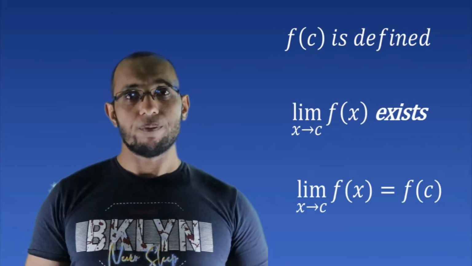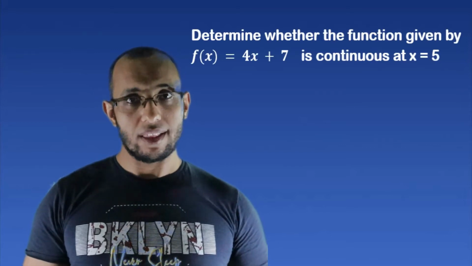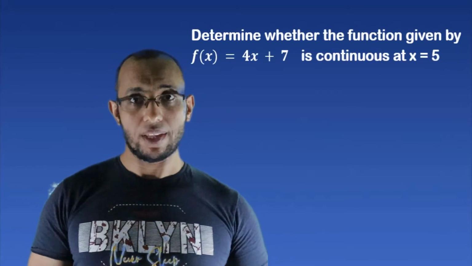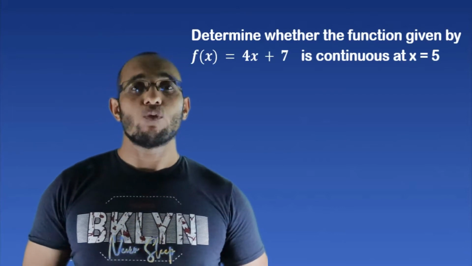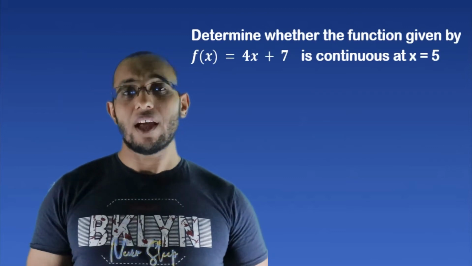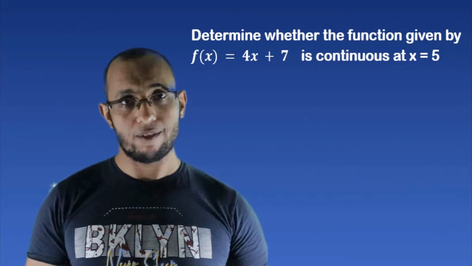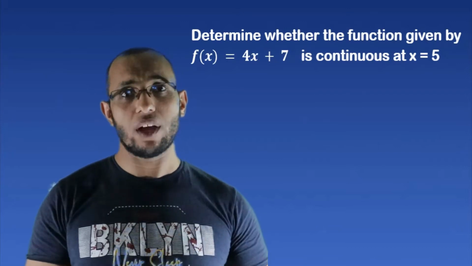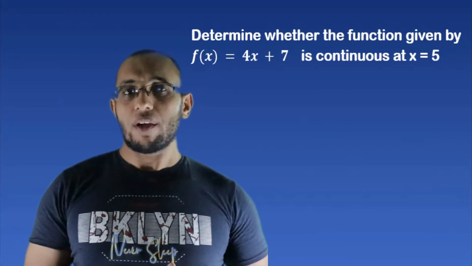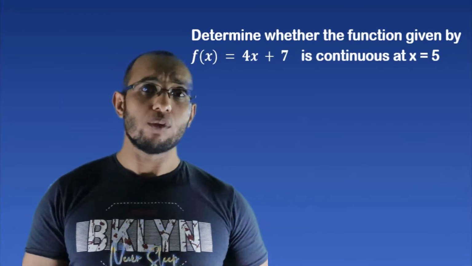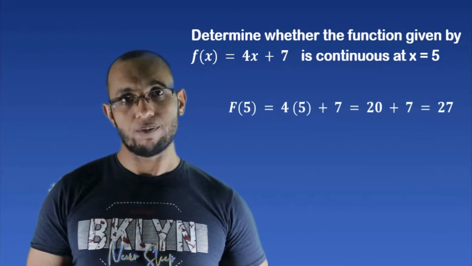Let's take an example. Determine whether the function given by f of x equals 4x plus 7 is continuous at x equals 5. As we mentioned earlier, we need to find f of 5 and the limit as x approaches 5 of f of x, and check if f of 5 is equal to the limit or not. Let's start with f of 5. f of 5 is equal to 4 times 5 plus 7, which is 20 plus 7, which is 27.